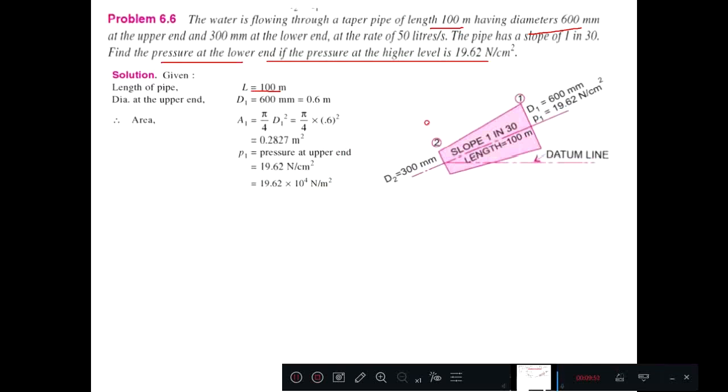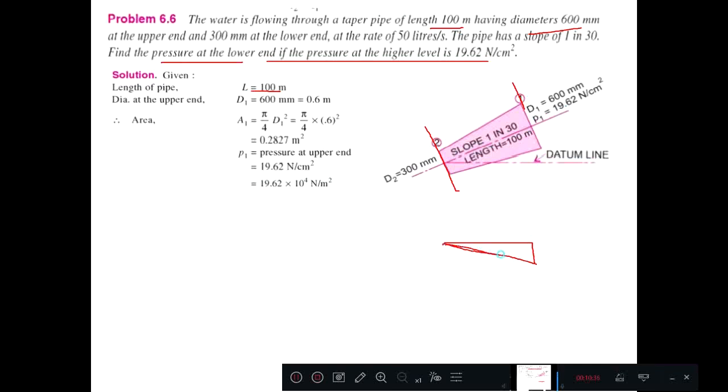So this is the diagram. According to the statement of the problem, you need to draw the figure. This is the tapered pipe. Let us mark section 1 at the upper end and section 2 at the lower end, and mark the diameter and pressure at the upper end, which are given, and also mark D2, the diameter at the lower end. The slope of this pipe is given as 1 in 30, meaning for every 30 meter length, 1 is the drop.